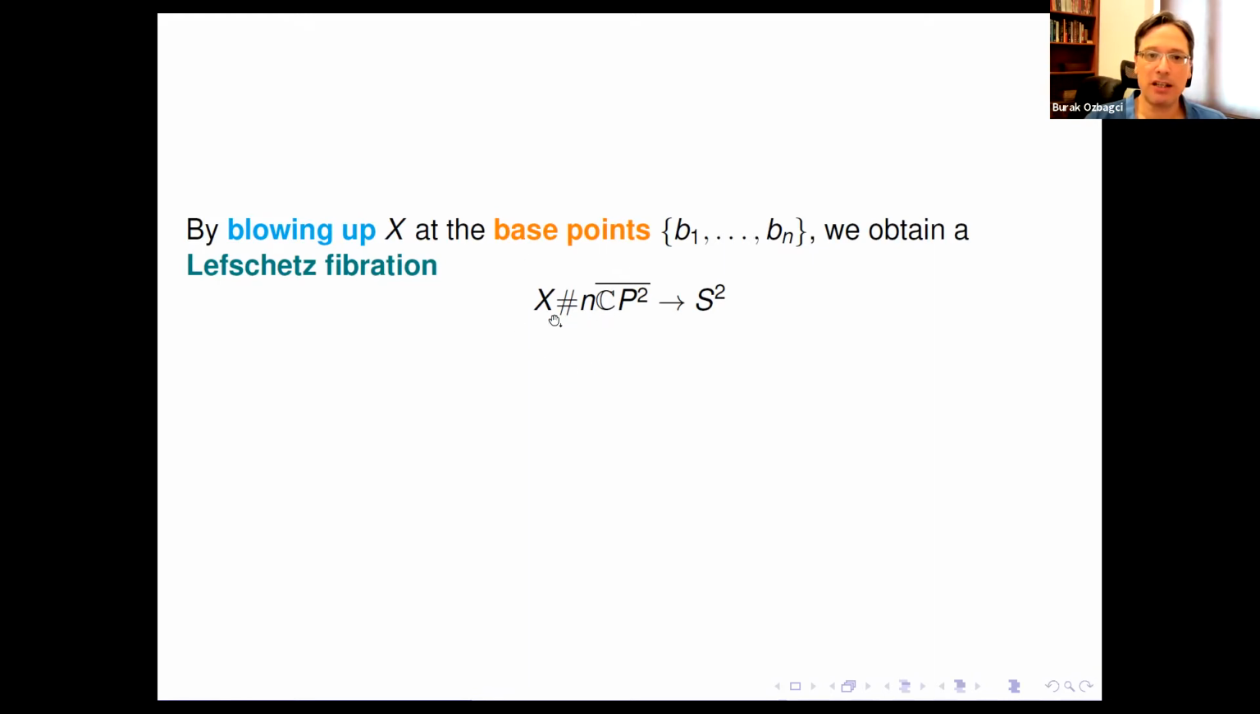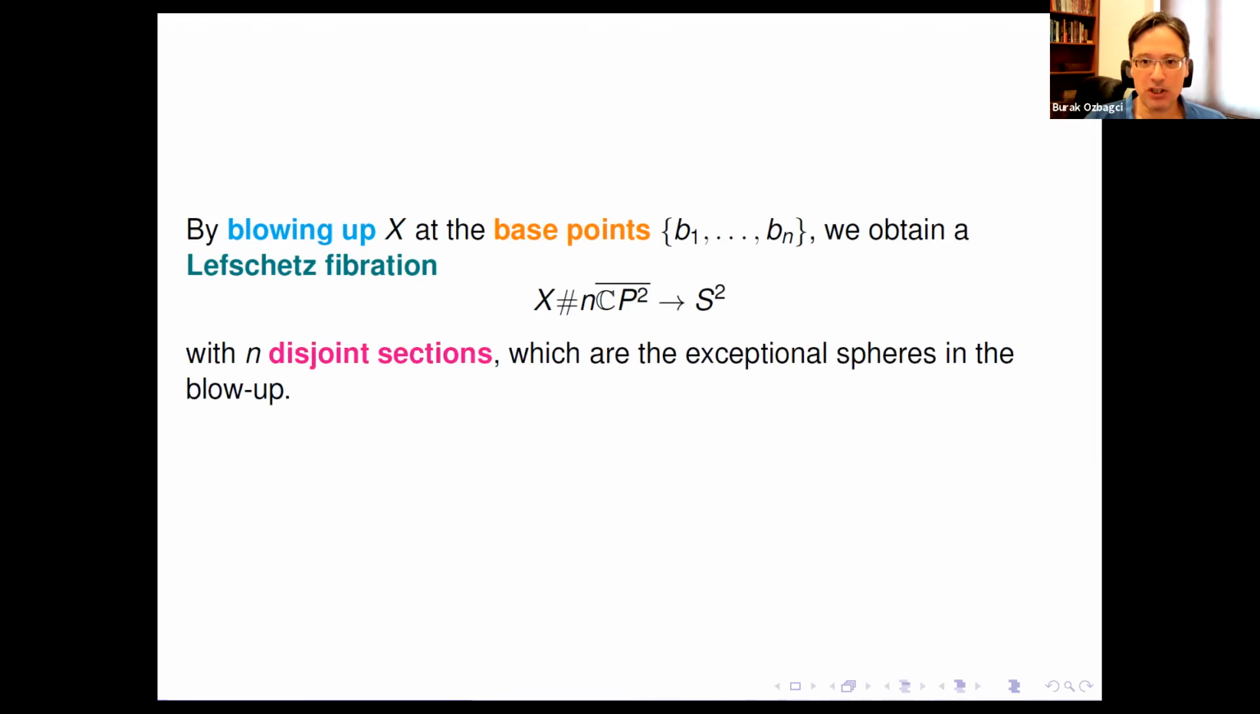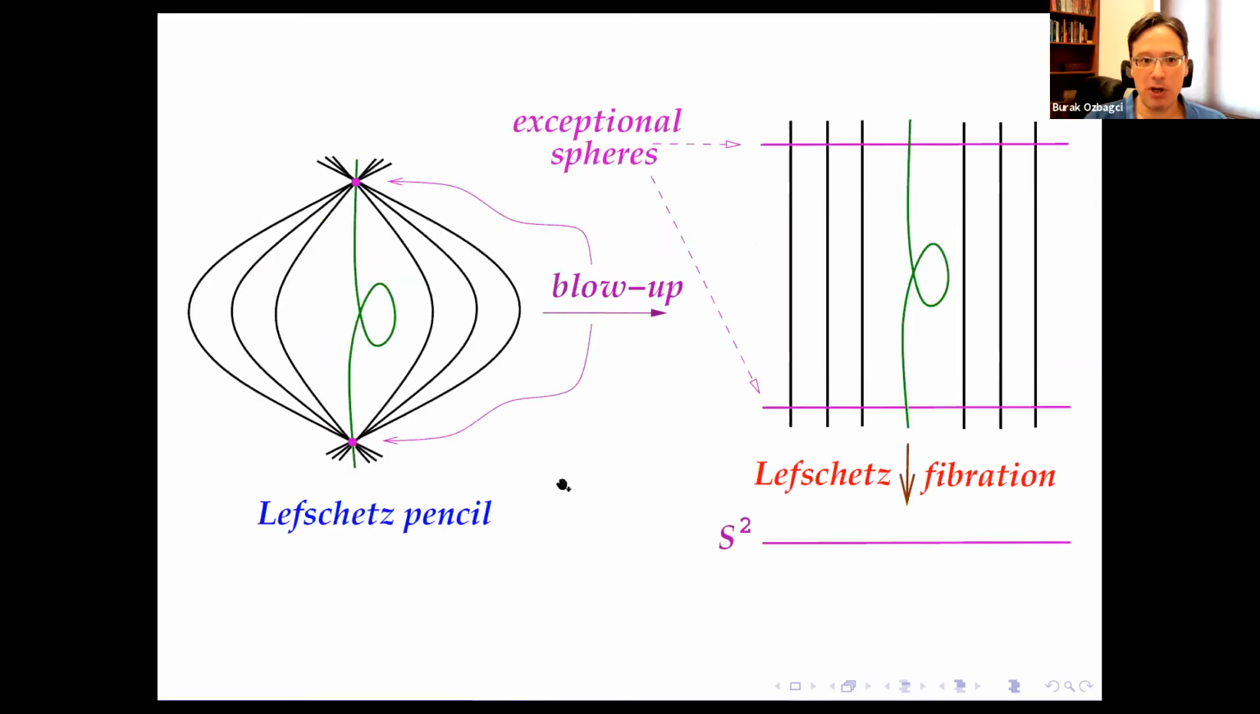Topologically, this means that I take the connected sum of X with n copies of CP2 bar, which is the complex projective plane with the reversed orientation, onto S2 with n disjoint sections, which are the exceptional spheres in the blow up. So in these blow ups, there are exceptional spheres, which will appear as disjoint sections of this fibration.